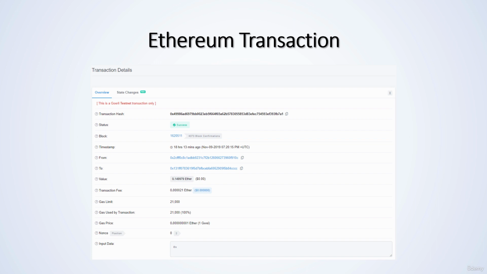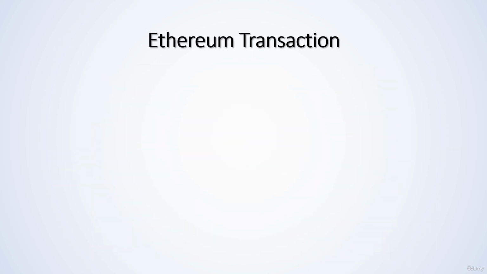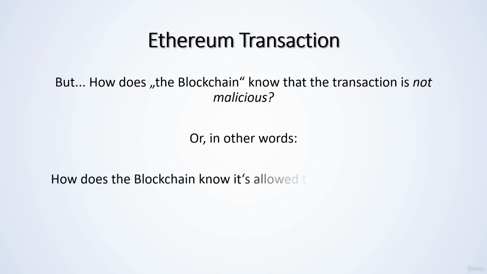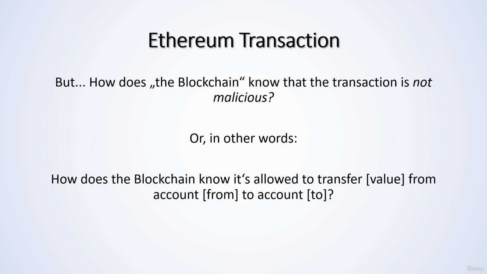This is why I'm highlighting it so often, because when you are digging into failed transactions, and they will happen, especially with smart contracts, then there are a couple of numbers over here that tell you a few things about how the transaction failed and what might have happened. We have the from, we have the to, we have the value, and those are already the most important for just sending transfers. But how does the blockchain know that the transaction is not malicious? What happens there in the background? Or in other words, how does the blockchain know it's allowed to transfer this amount of ETH from my account 1 to my account 2?